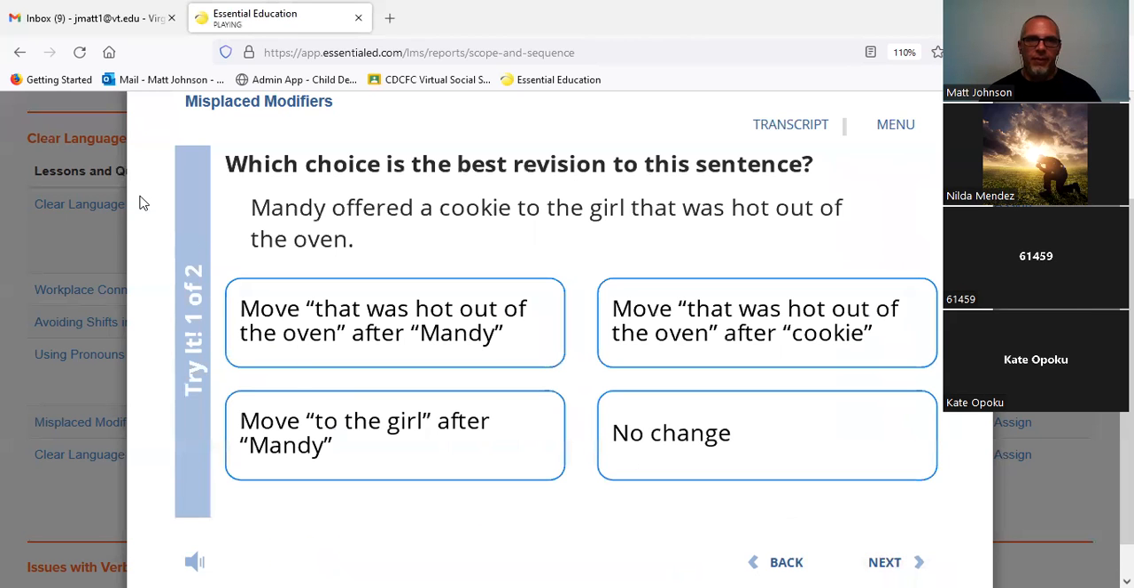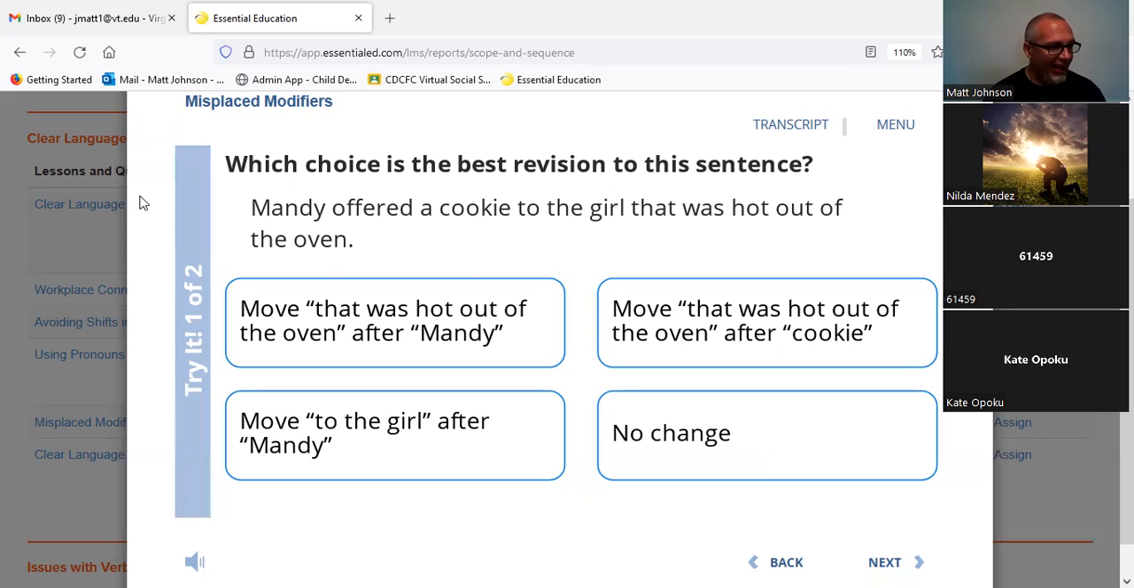Try correcting a misplaced phrase. Which choice is the best revision to this sentence? Mandy offered a cookie to the girl that was hot out of the oven. So was the girl hot out of the oven or were the cookies hot out of the oven? I'd probably want a cookie if I just came out of the oven too. But we need to switch that around so that it's the cookies that are coming out of the oven and not the girl.